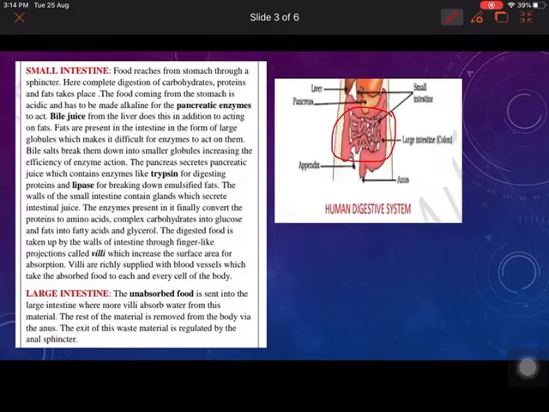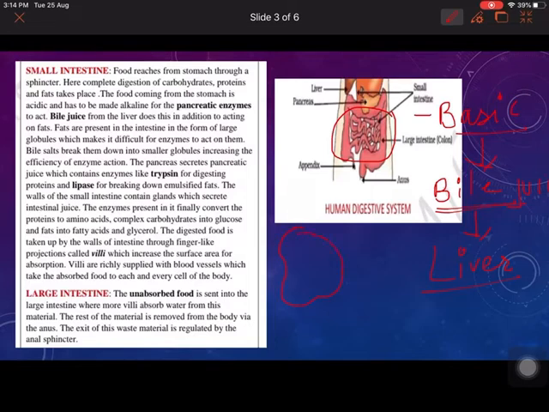Food reaches the small intestine from the stomach, but before the food reaches the small intestine, it is again changed to a basic medium. How is it changed to a basic medium? It is changed with the help of bile juice. And who secretes this bile juice? It is secreted by the gland known as the liver. This bile juice has two functions. One is converting the environment to a basic medium again, and second, it breaks down large fat globules.